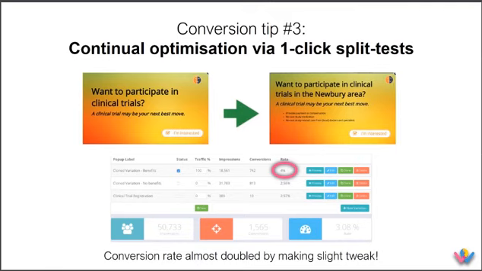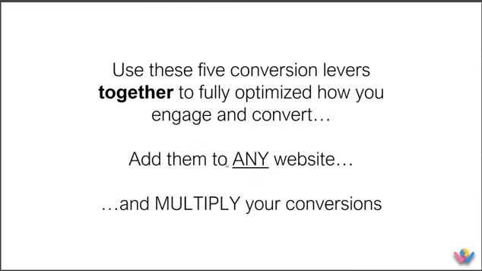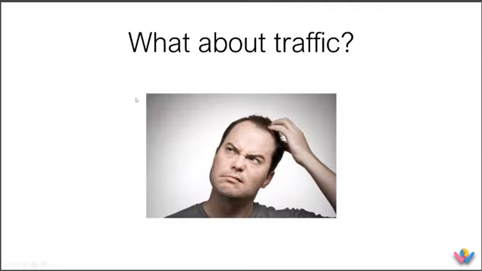So give me a 1 in the chat box if you're doing split testing right now, and give me a 2 if you have no idea what a split test is. I'll be looking for those answers, but I'll keep going. I'll just watch the chat box as I go. So use these 5 conversion levers to fully optimize how you engage and convert, add them to any website, and multiply your conversions. So what about traffic, right?